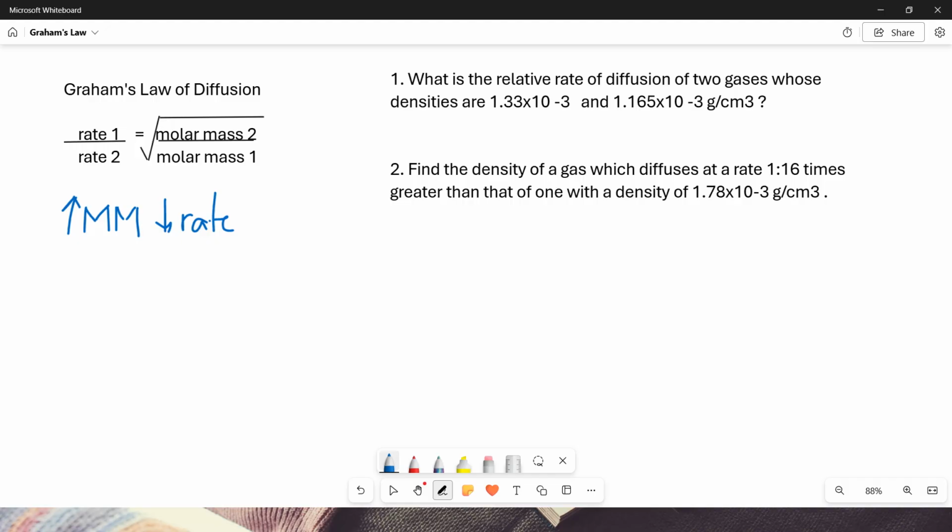Look at the formula. We have rate 1, that's the rate of gas 1, divided by the rate of gas 2, is equal to the square root of the mass of gas 2 over the mass of gas 1. And so if we look at the first problem set, it says, what is the relative rate of diffusion? In other words, we're trying to find the left side of the equation here of two gases who have a density of, and they list them.